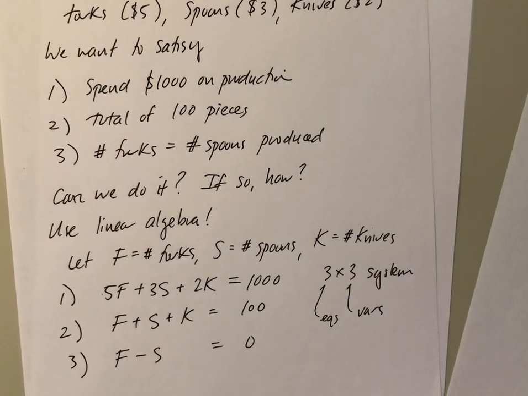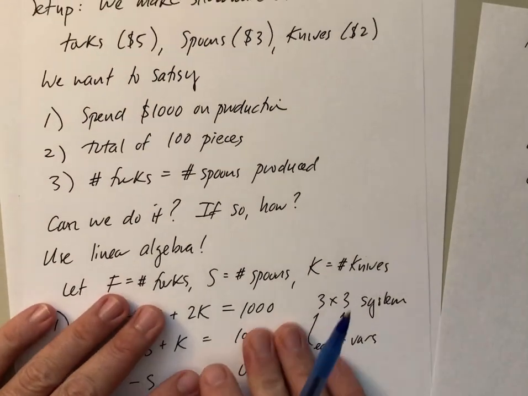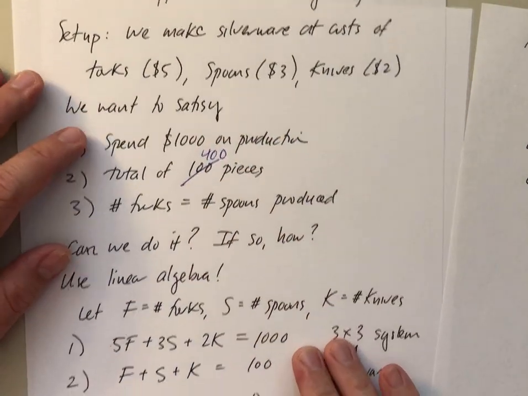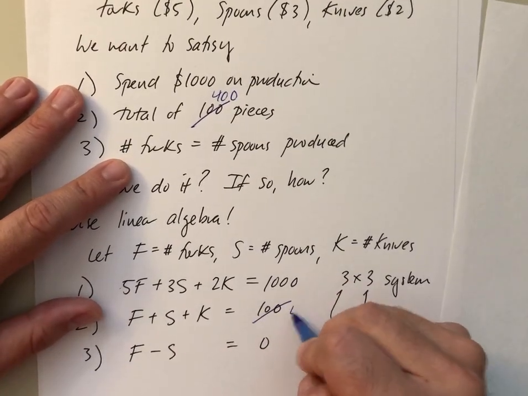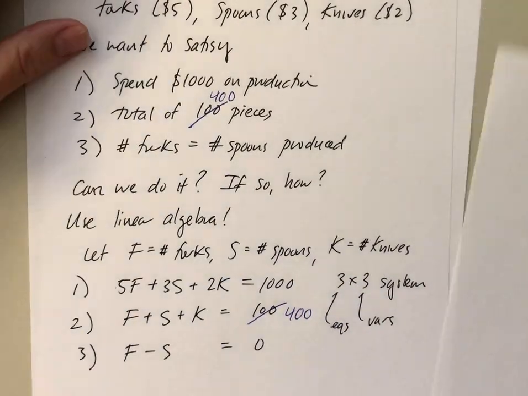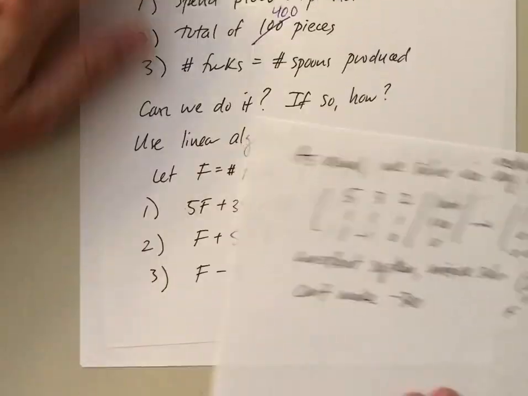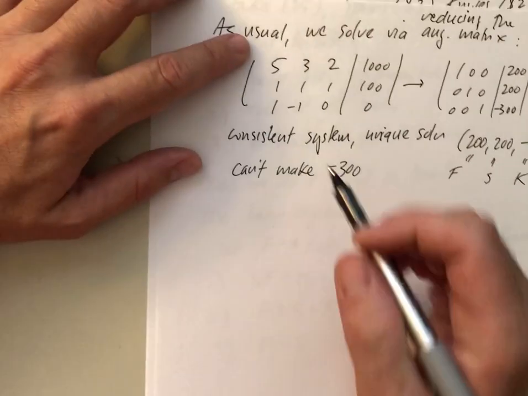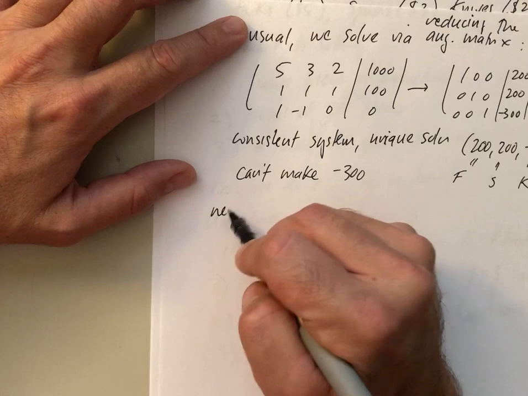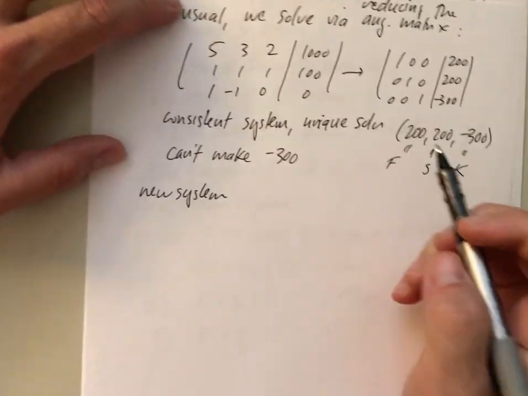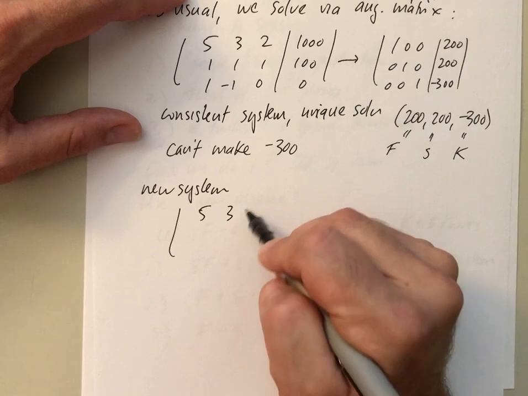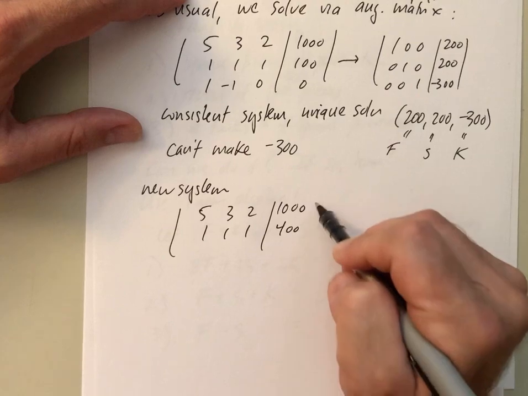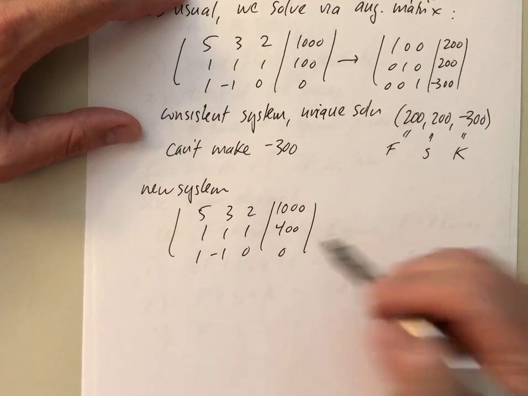Let me see if I have a color here. I'm going to change my setup. So instead of 100, I'm going to have 400 pieces. Okay. So of course, this changes this to 400. And now, how does the system change? So I'm now looking at, let's see if I can fit this on the page. Well, you guys can remember this. So the new system is what? It's going to be 5, 3, 2, 1,000. 1, 1, 1, now 400, because I'm going to make 400 things. And I still have this forks equals spoons thing.